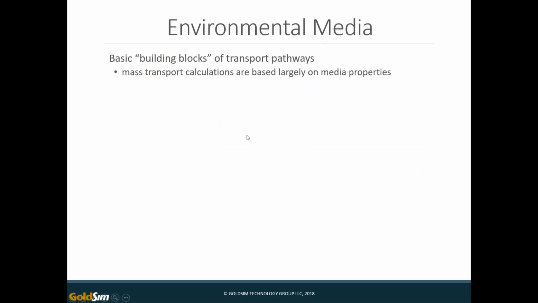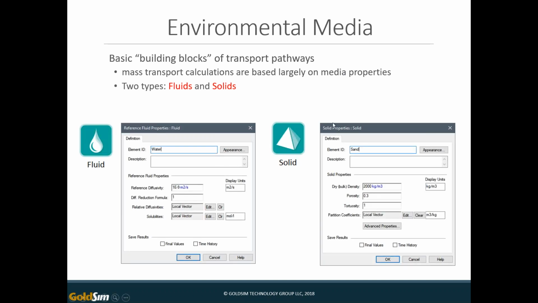You're then going to build some environmental media, and there's really two types of media in GoldSim. You can have a fluid and you can have a solid. You can have multiple fluids in a model, so you could have water and air and oil, and you can have multiple solids: sand, clay, rock, soil. The models we're going to build and look at today are just going to have water. We're just going to look at mixing of water. So all of our pathways are only going to contain water. We're not going to talk about solids that are also present in these pathways.